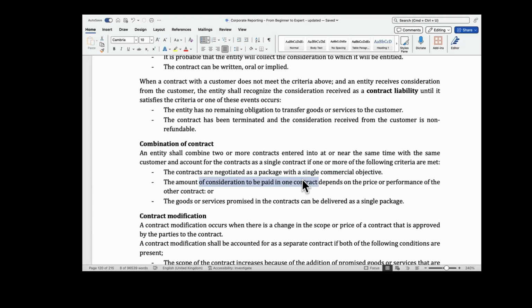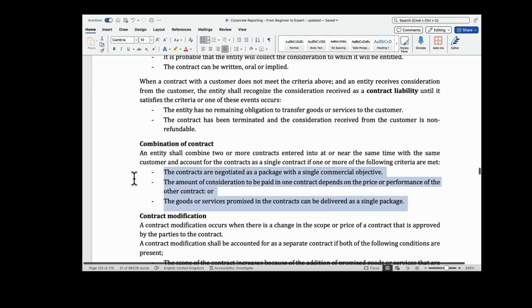Just combine them together. And thirdly, the goods or services promised in the contracts can be delivered as a single package. So if these three criteria are present, then consider the possibility of combining the contracts.